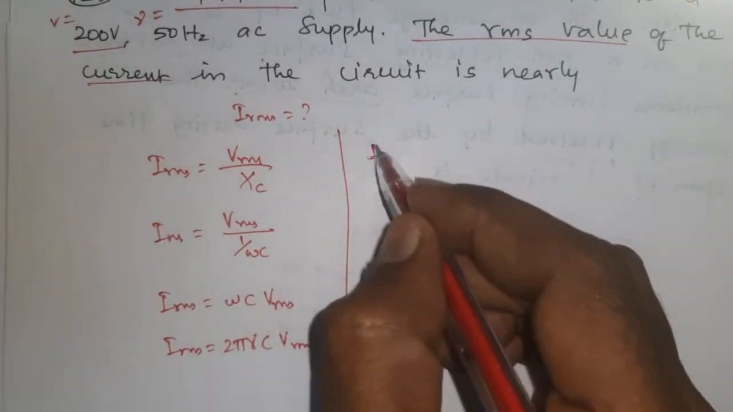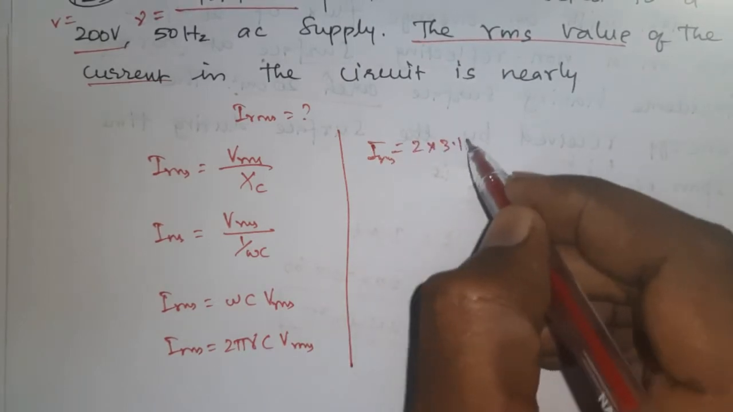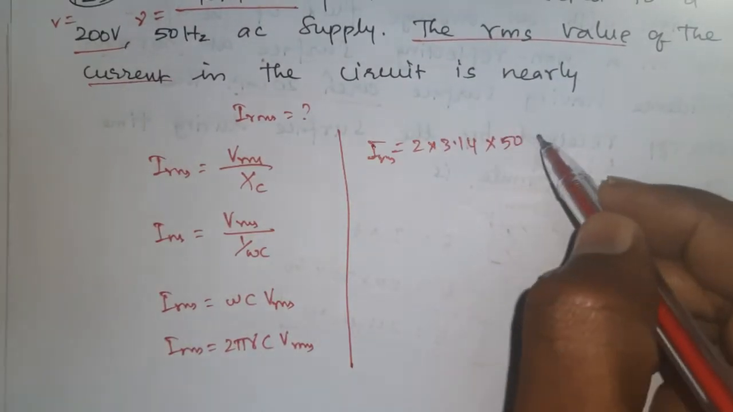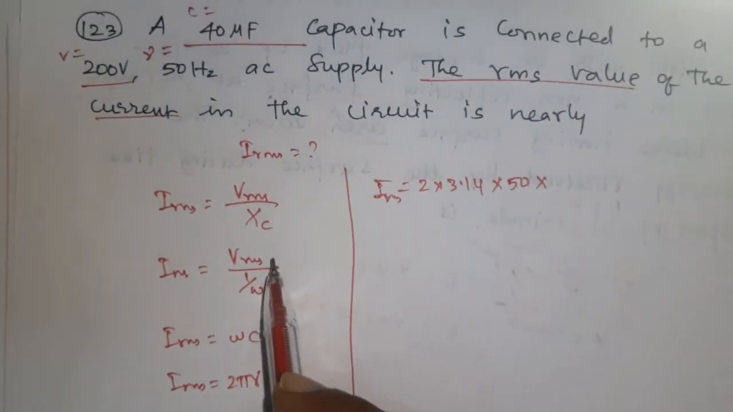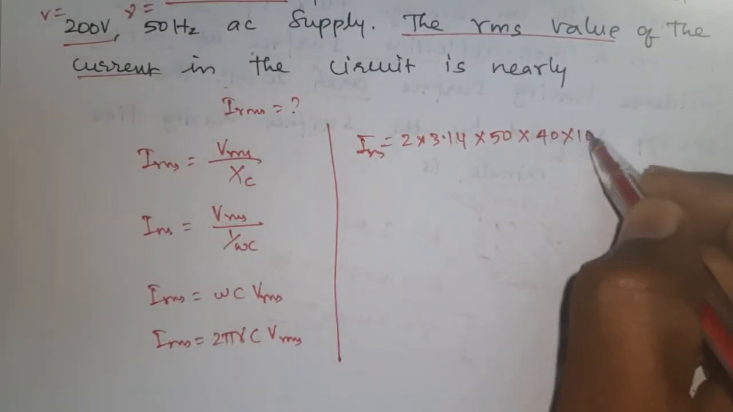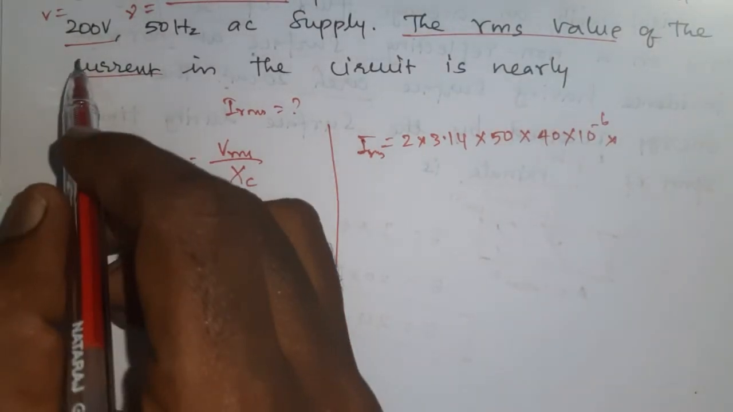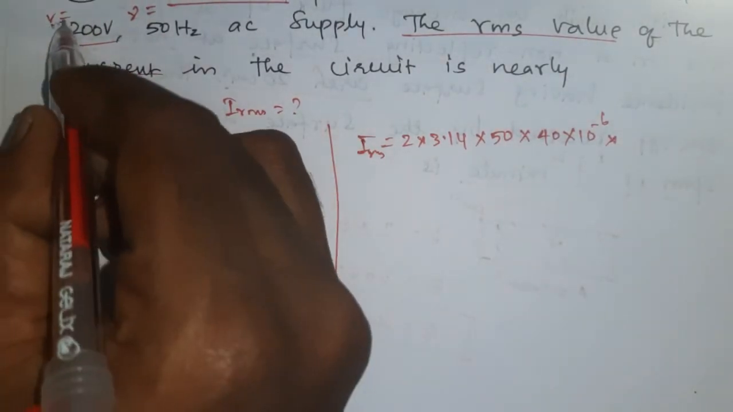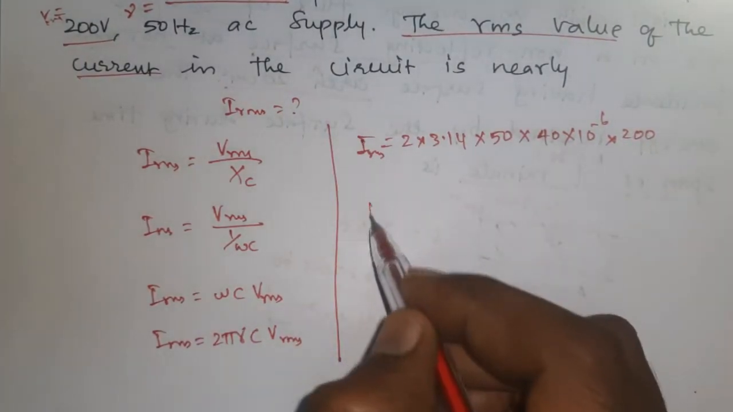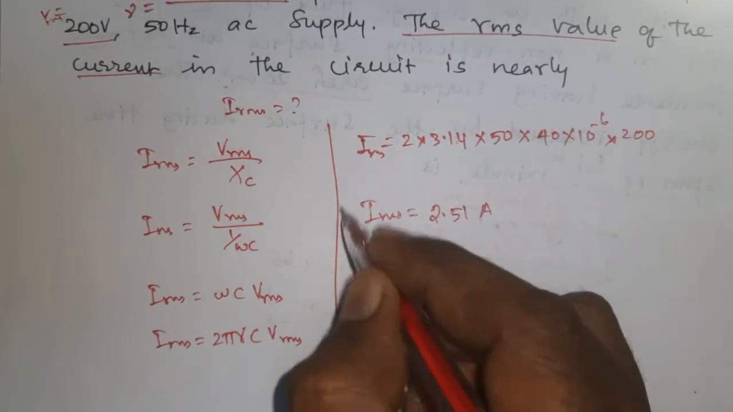We know all the values. IRMS is equal to 2 into pi value 3.14 into frequency nu, here 50 Hz, into 50, and C value is given in the question itself, 40 microfarad. So 40 micro means 10 power minus 6, into VRMS. VRMS is 200 volt. If you simplify these things, IRMS is equal to 2.51 ampere.